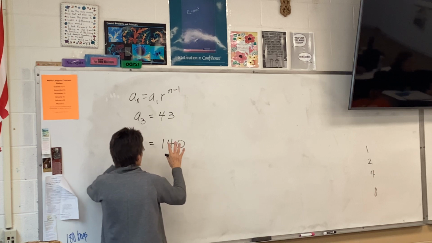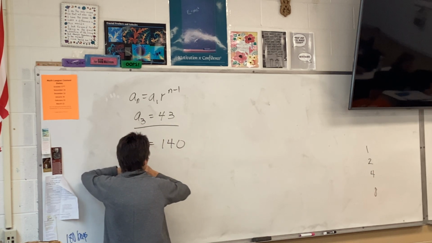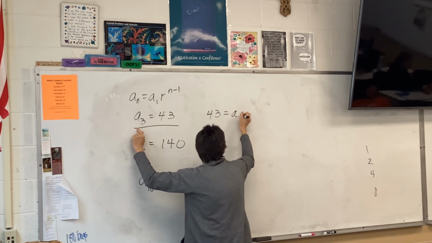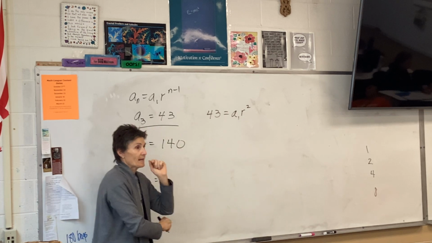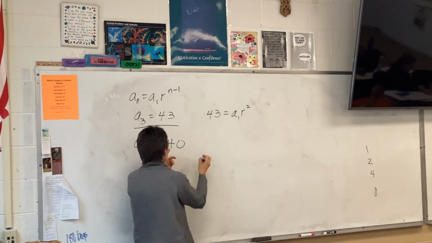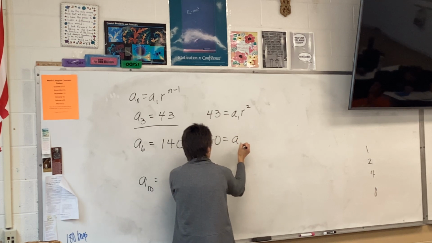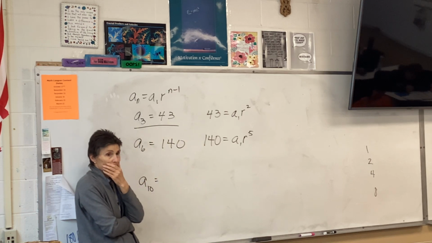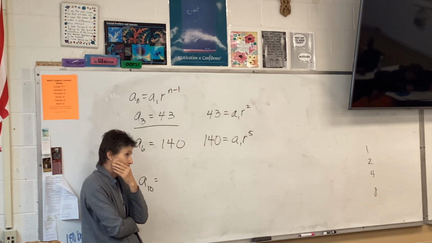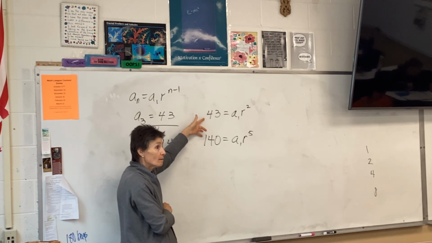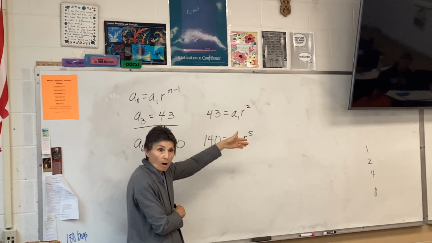Would you agree with this equation? I'm looking at this data. Would you agree that 43 equals a sub 1 times r squared? Everybody should agree with that. And similarly, 140 equals a sub 1 times r to the 5th. Would you agree with that? Okay? Now, what is that? A system of equations. It's like x's and y's.